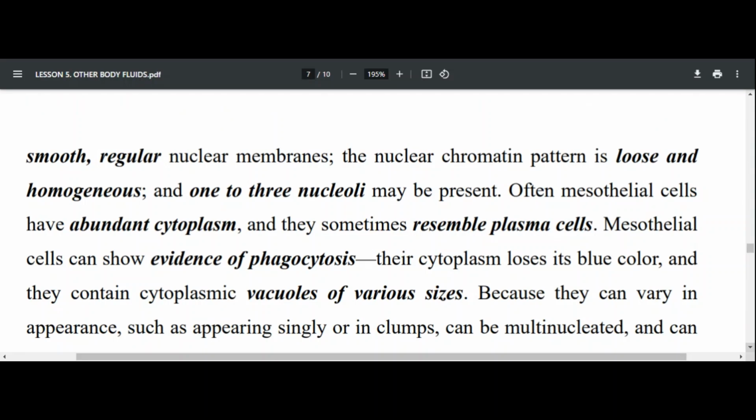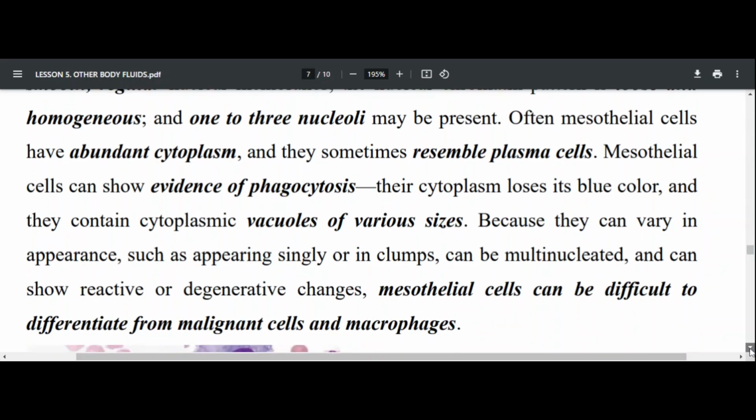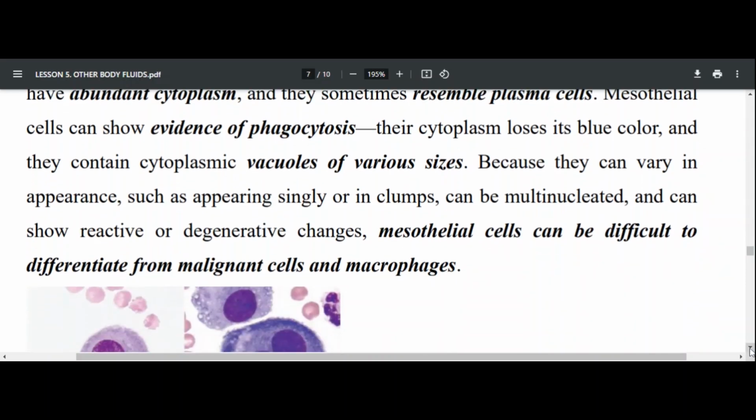But mesothelial cells normally have abundant cytoplasm, and sometimes you may see them resembling plasma cells. When they are seen, they also show evidence of phagocytosis because their cytoplasm is blue and contains cytoplasmic vacuoles of various sizes. Because they can vary in appearance, they can appear singly or in clumps, can be multinucleated, and can even show reactive or degenerative changes. So mesothelial cells can be difficult to differentiate from malignant cells and macrophages.